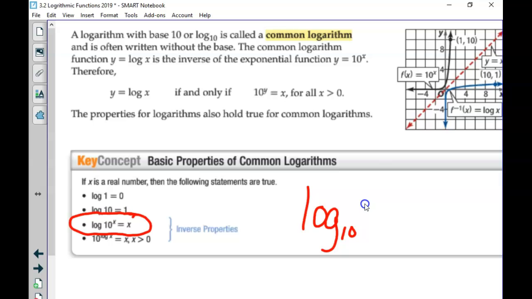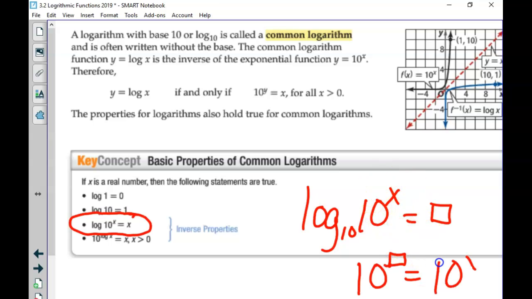Log base 10, which is understood. Everybody's good? Log, when there's no base, is understood to be 10. You remember that from last year? And this one says log of 10 to the x. How would I rewrite that as an exponent? It equals something. So what would that look like? The base is 10, the exponent is something, equals this. So now does it make sense why it simplifies down to just x when you see it written that way?